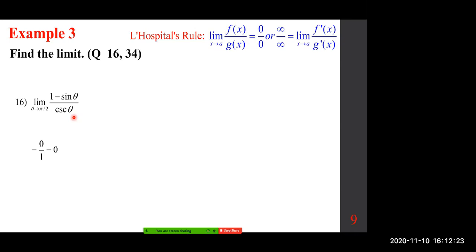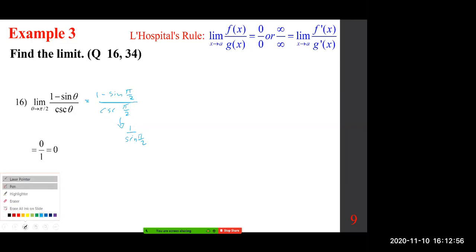I want to make sure everybody understands again what happens. Let's just actually write this for one moment. So this, when you plug in, becomes 1 minus sine pi/2 over cosecant pi/2. Now sine of pi/2 is 1, so is cosecant pi/2, because cosecant is 1/sine. In other words, you plug in and it works out and you're done. You don't have to do anything else.